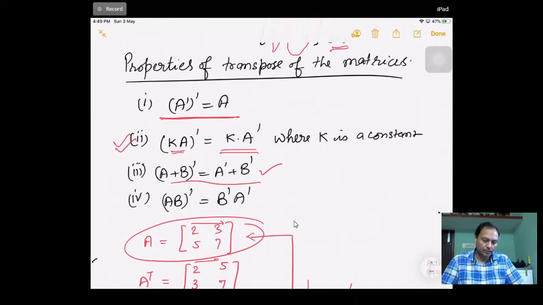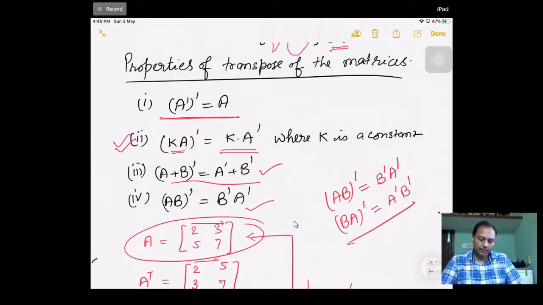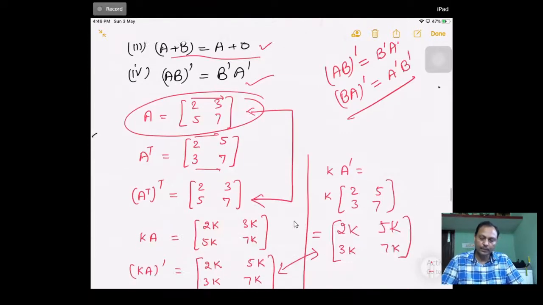And the fourth property is that the transpose of the product of two matrices A and B is equal to the product of the transposes of these two matrices, but the order is interchanged. If we are taking the transpose of AB, then we have to take B prime first, then A prime. And if we are taking the transpose of BA, then it is A prime, B prime. We shall discuss this later in some examples.